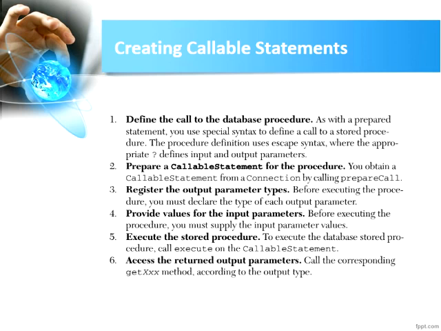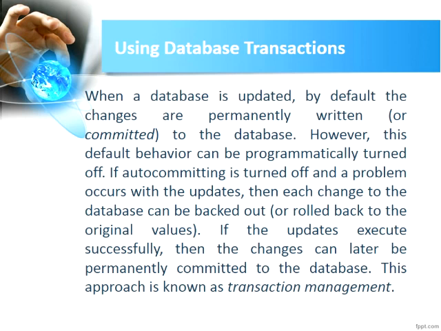So how can we create a callable statement? There are also some steps. The first one, we will define the call to the database procedure. After that, we will prepare a callable statement for the procedure, register the output parameter types, provide values for the input parameters, execute the stored procedure, and after that, access the returned output parameters.